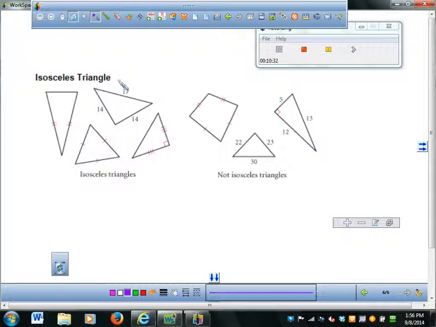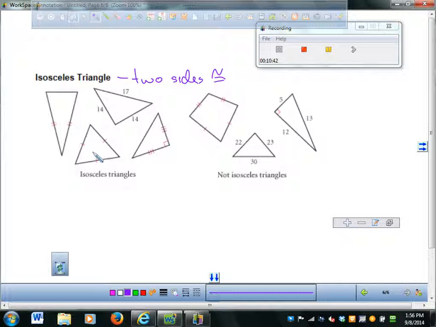Isosceles triangle, can it have three sides congruent? According to that, it can. According to this, it can, right? So is an equilateral triangle an isosceles triangle? Yes. Is an isosceles triangle an equilateral triangle? No, not necessarily. Could it be? Yes. Okay, very good. Two or more sides, or at least two sides congruent.